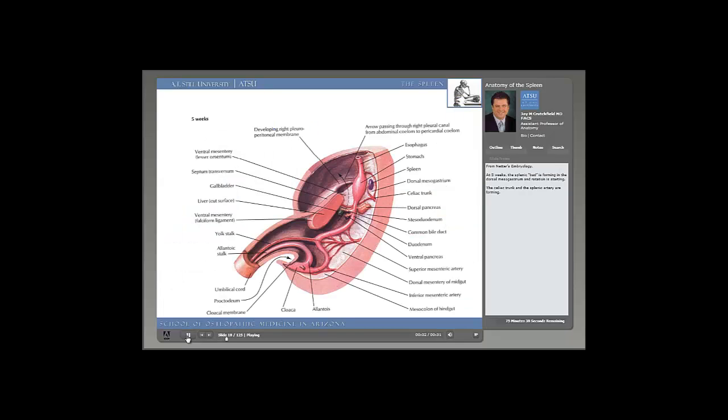Just another 3-dimensional view of what we've already spoken about. Here we can see the spleen in the dorsal mesogastrium getting its blood supply from the celiac trunk. Also in the dorsal mesogastrium is the dorsal pancreas and the mesoduodenum. If you can understand the rotation of the anterior mesentery and the posterior mesentery, it'll soon make sense how the structures begin to lie in the abdomen proper.